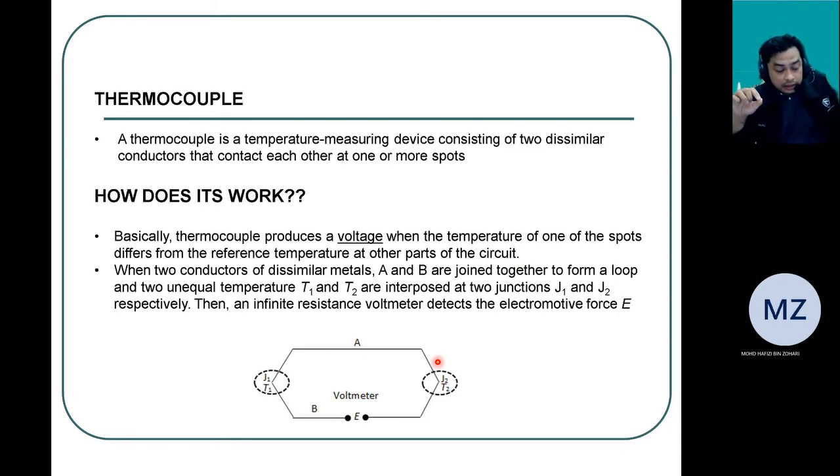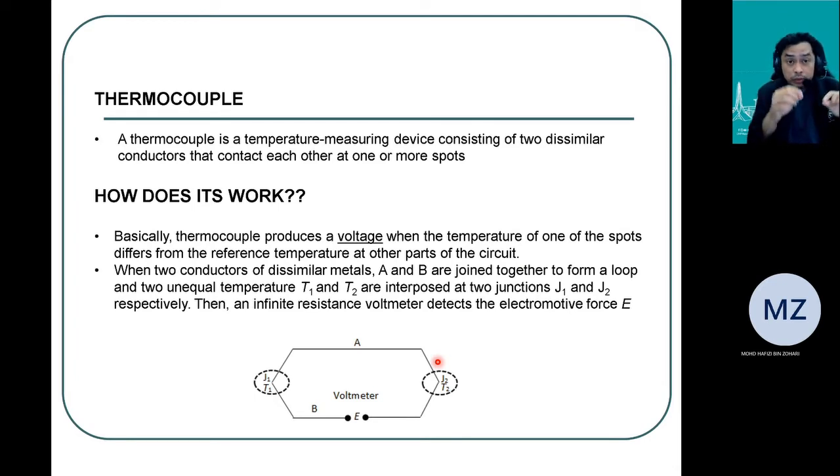At the joints, we have two joints where the A and B wires are connected together. The first joint, T1, is the joint that we use to measure, and the other one is T2, the reference junction. In the circuit, we put a measuring device, a potentiometer or anything that can read the voltage. The more temperature difference between T1 and T2, the more voltage it creates.